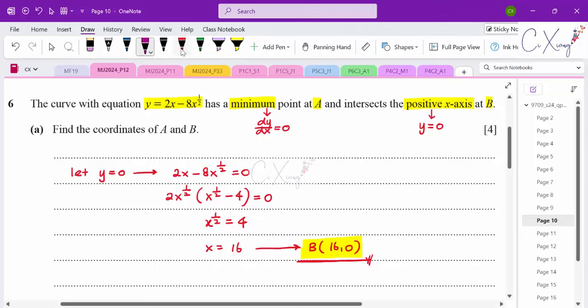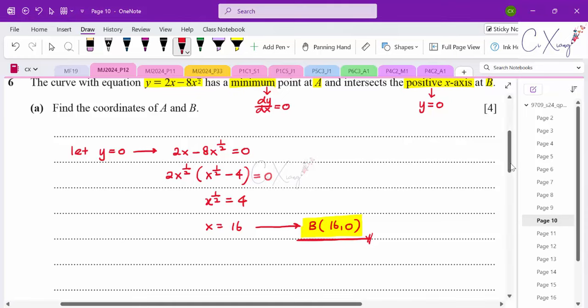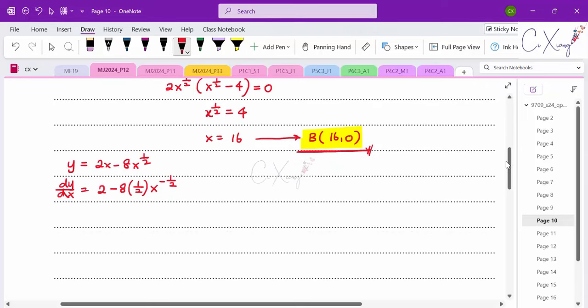Then continue with point A. For point A, we need to find dy/dx first and let it equal 0. So I have y equals 2x minus 8x power half. How to find dy/dx? Differentiate 2x, you will get 2. Differentiate negative 8 square root x: copy the constant negative 8, the power you put in front, copy the x, power minus 1, which is negative half. Then you need to let dy/dx equal 0 because at a stationary point, minimum or maximum, dy/dx is always equal to 0. So you try to solve your equation from here.